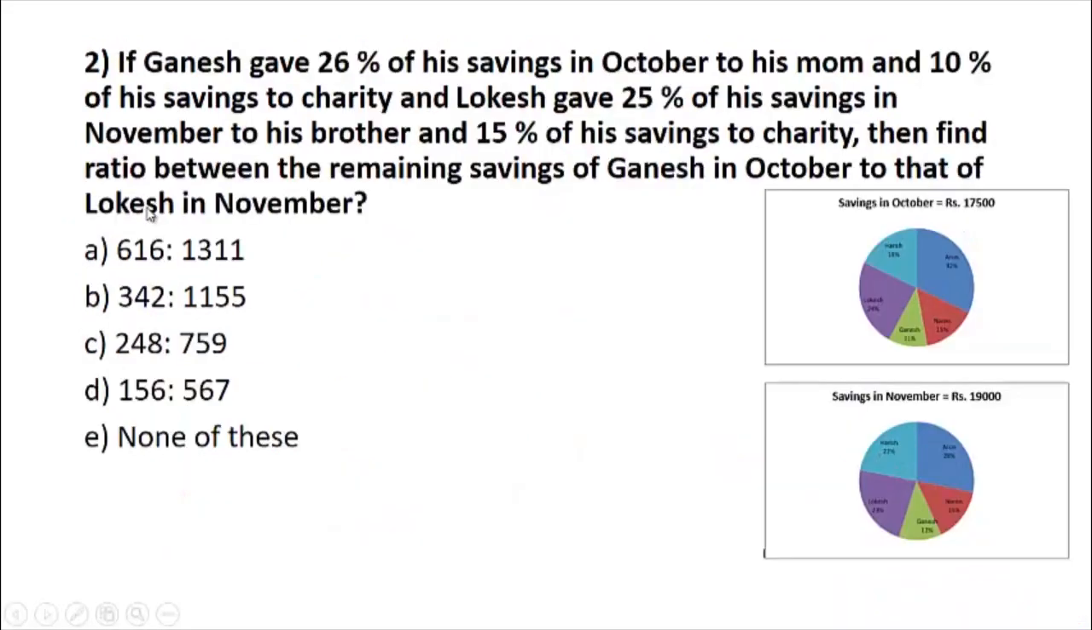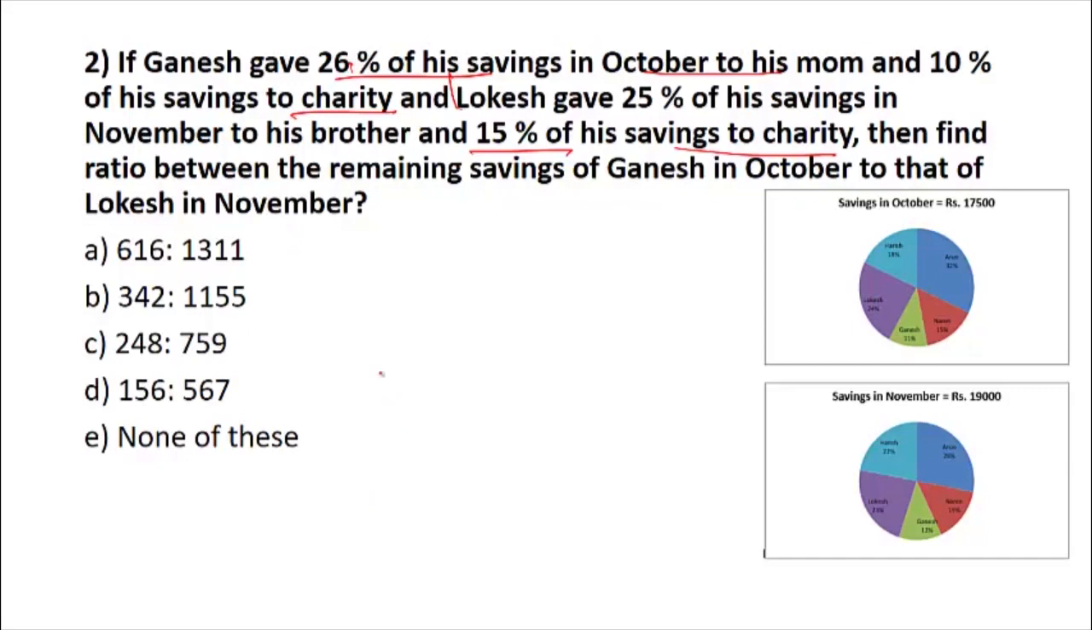Let us take question number 2. If Ganesh gives 26% of his savings in October to his mom and 10% of his savings to charity, and Lokesh gives 25% of his savings in November to his brother and 50% of his savings to charity, then find the ratio between the remaining saving of Ganesh in October to that of Lokesh in November.